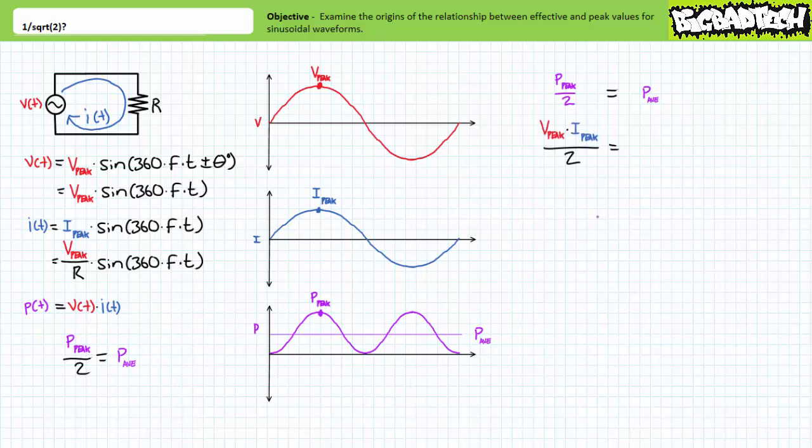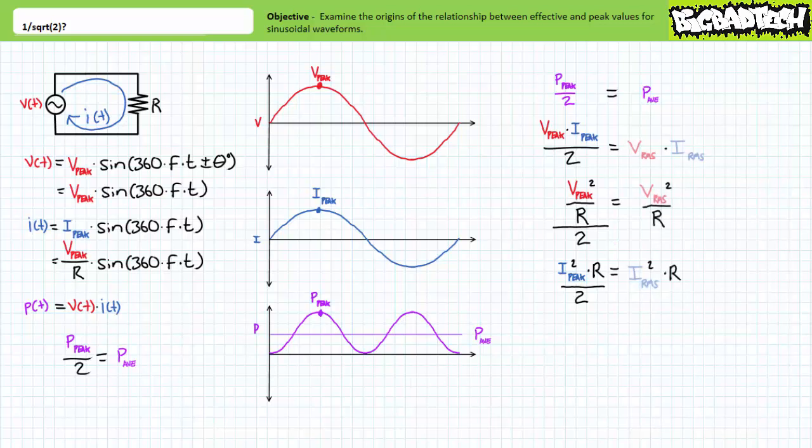Notably, peak power equals voltage peak times current peak, voltage peak squared divided by resistance, and current peak squared times resistance. Either formula should yield the correct peak power value, and dividing peak power by 2 results in our average power. Thus far, you should be tracking.